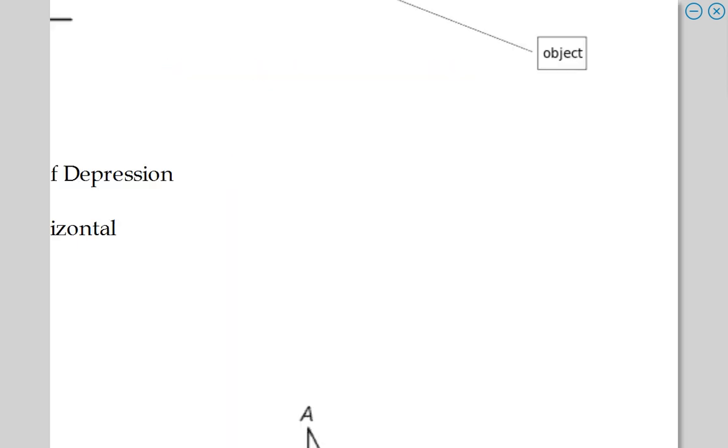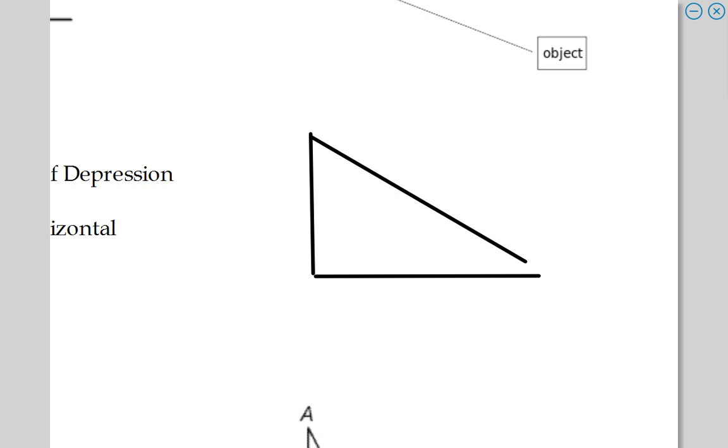Okay, so let's just draw a quick triangle. It has to be right angled. Draw the right angle in the corner. This angle in the bottom, does it go up from the horizontal? So we call that the angle of elevation.